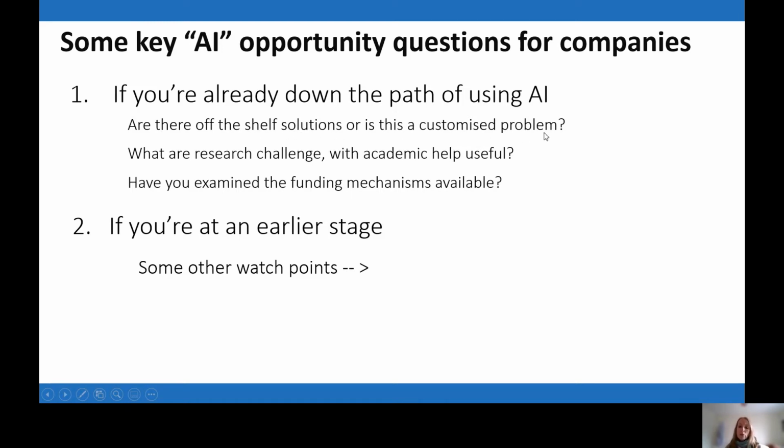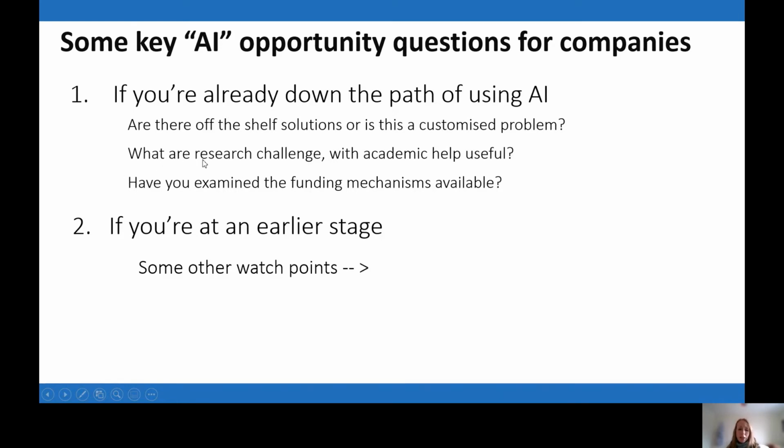Or is this some sort of customized problem that you're looking at, one that's specific to you, that you're going to need to do a more specific customized AI project for? And if that's the case, what is the research challenge, if any, that's associated with that AI project? Is it the case that it's something that's relatively groundbreaking that you're going to have to do for your specific content and your specific case, potentially with academic help?